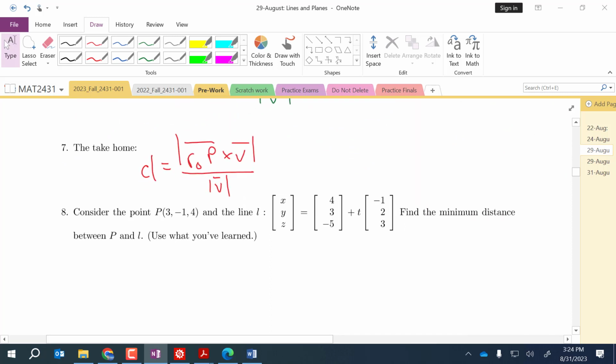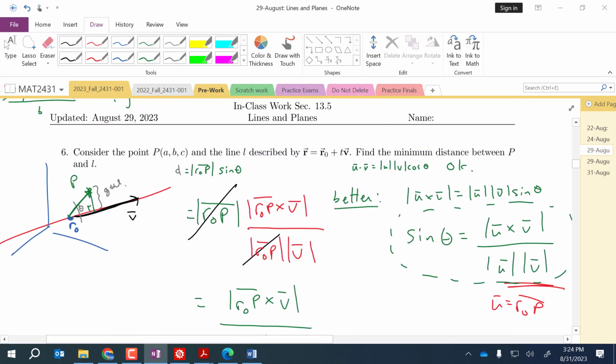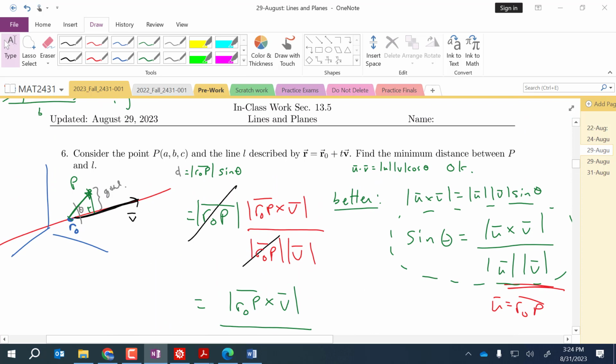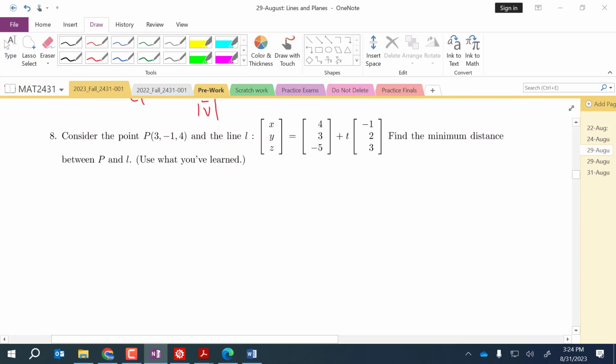I'm telling you that it's not essential that you build this, but here's the formula. This formula tells you the minimum distance between some arbitrary point in 3 space and some line whose equation was this. Okay? So let's practice what we learned here.